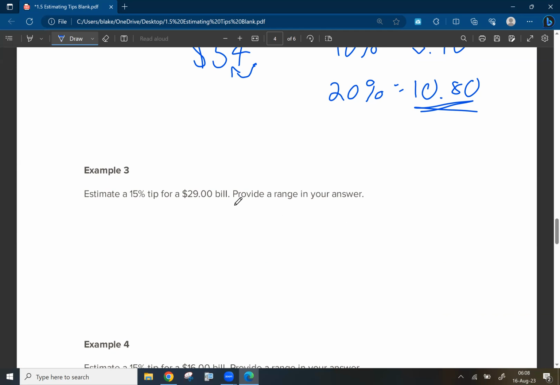All right, estimate a 15% tip on a $29 bill. Provide a range in your answer. I don't know what it means by provide a range in your answer. I know that that doesn't appear on the skill check at all. But anyway, $29 bill. So $29 is workable. We can work with this. So 10% of 29 is going to be $2.90.